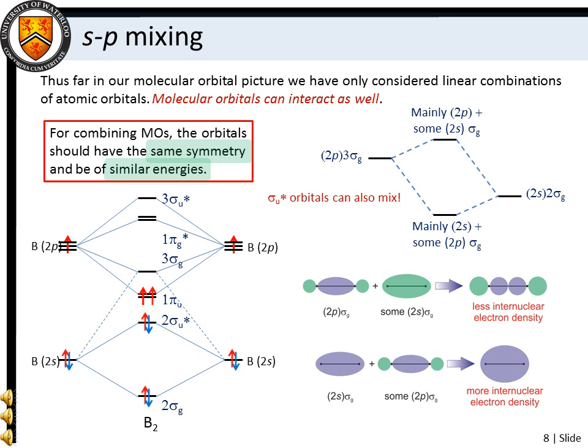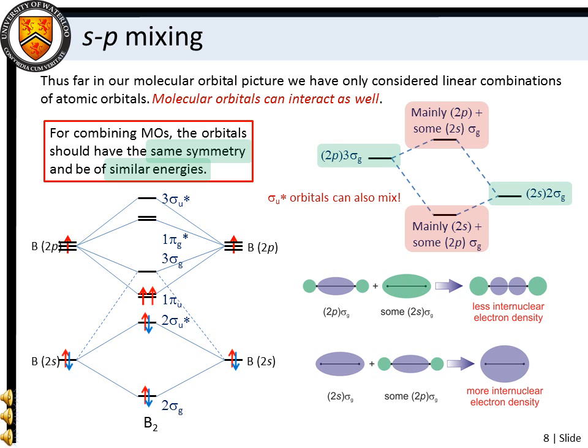Consider, for example, the σg orbital arising from the overlap of pz atomic orbitals and the σg orbital produced from the 2s atomic orbitals overlapping. These MOs have the same symmetry. They are both σg, and they are both relatively close in energy. The two σg MOs combine to generate two new MOs. One of the new MOs is slightly higher in energy than the unperturbed 3σg molecular orbital, and the other new MO is slightly lower in energy than the unperturbed 2σg molecular orbital. We can understand conceptually why this should be the case if we consider how the σg MOs can overlap.